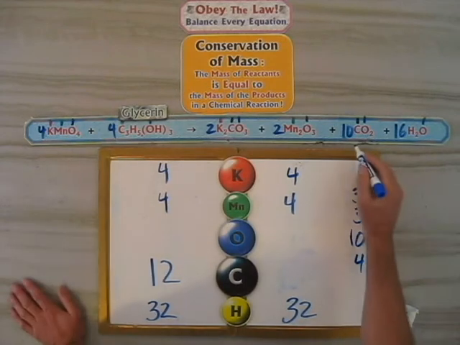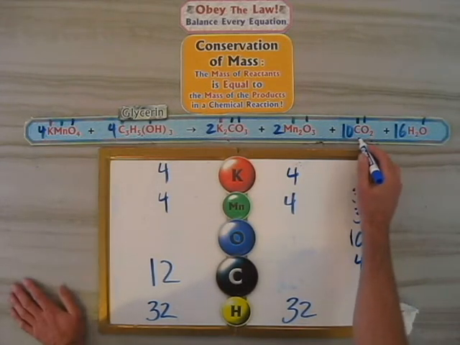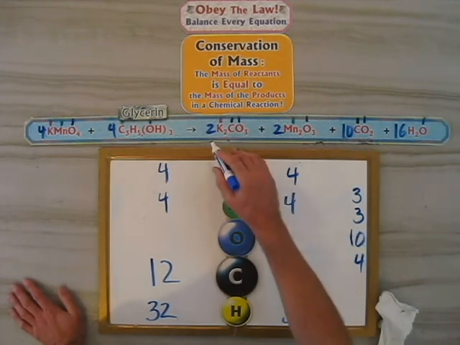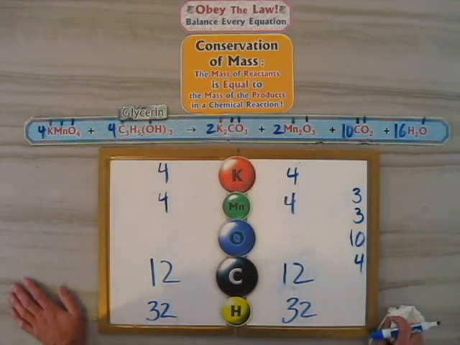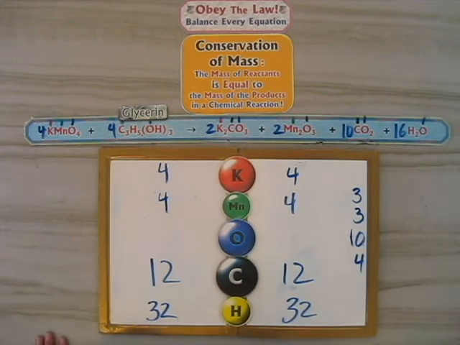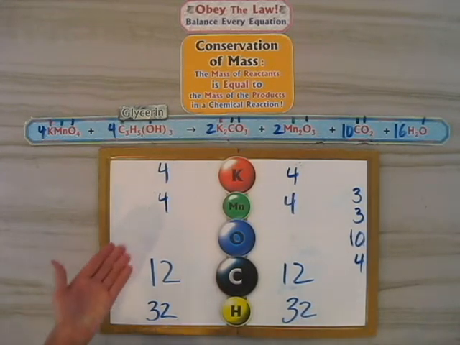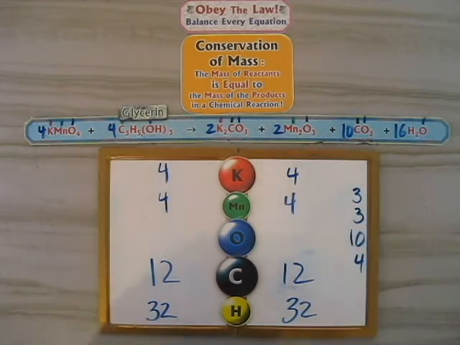And how many carbon do I have over here? I've got 10 carbon, right? And 2 carbon. Oh, good. Carbon is good. That's pretty cool. All right, so let's see. What else do we have to add up? Well, the oxygen, of course. Everything matches, except for the oxygen.